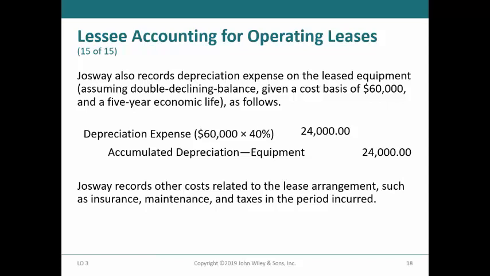equipment for $24,000. This is equal to 40% of the $60,000. The 40% is 2 times the straight line rate of 20% for equipment with a 5-year life. This is according to the double declining balance method. Josway would also record other costs associated with the equipment, such as insurance, maintenance, and property taxes.